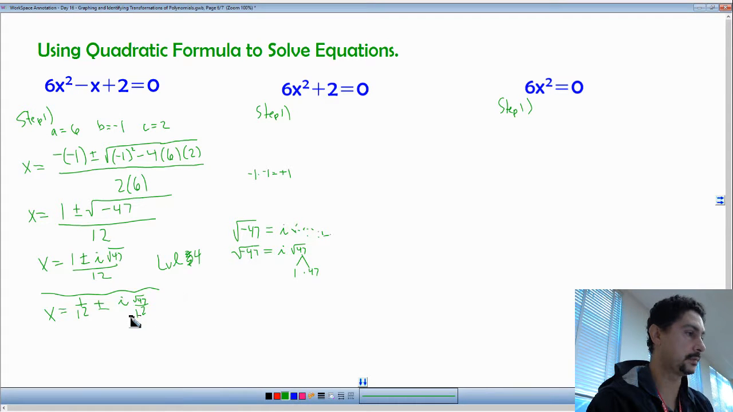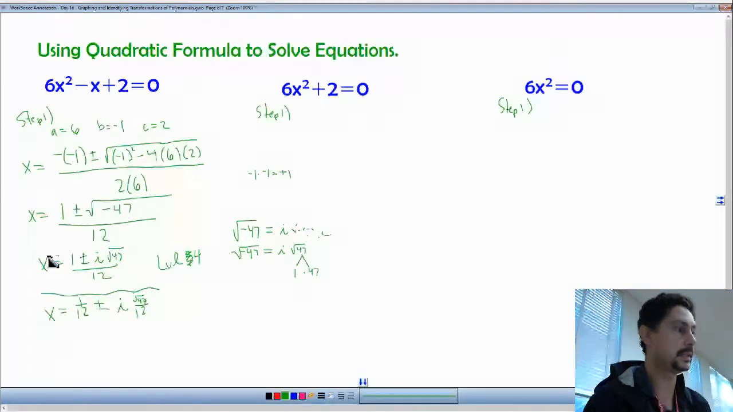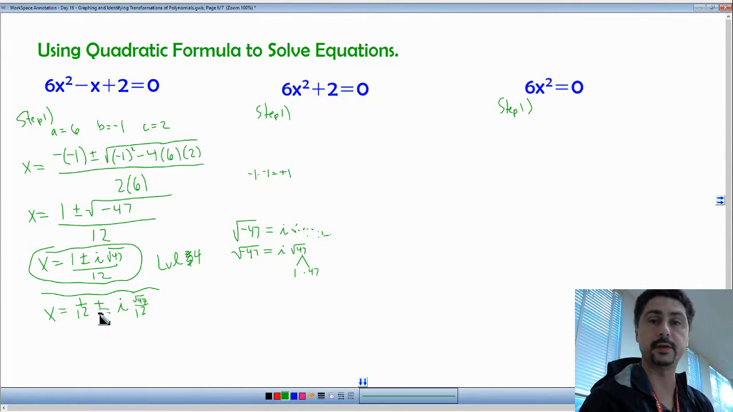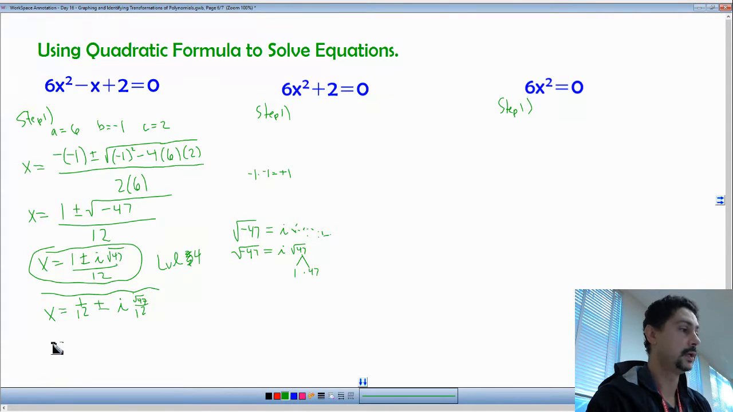Let me erase this a little bit here. We put the i on the outside. Okay, so let me try to be a little clearer here. The way you want to write it is i times the square root of 47, that's a 47, divided by 12. But I don't mind this method. I don't mind you writing it like this. You have indicated to me that there are 2 answers. Now, that's a good point.